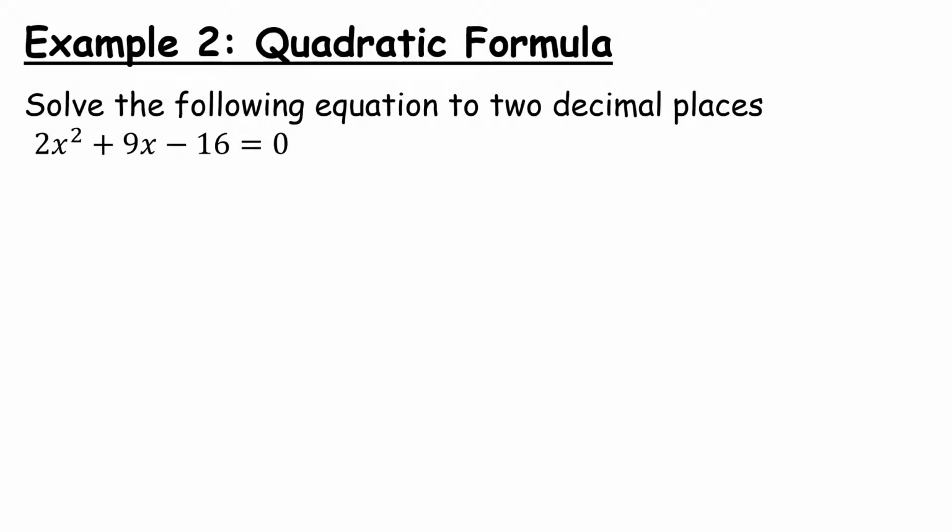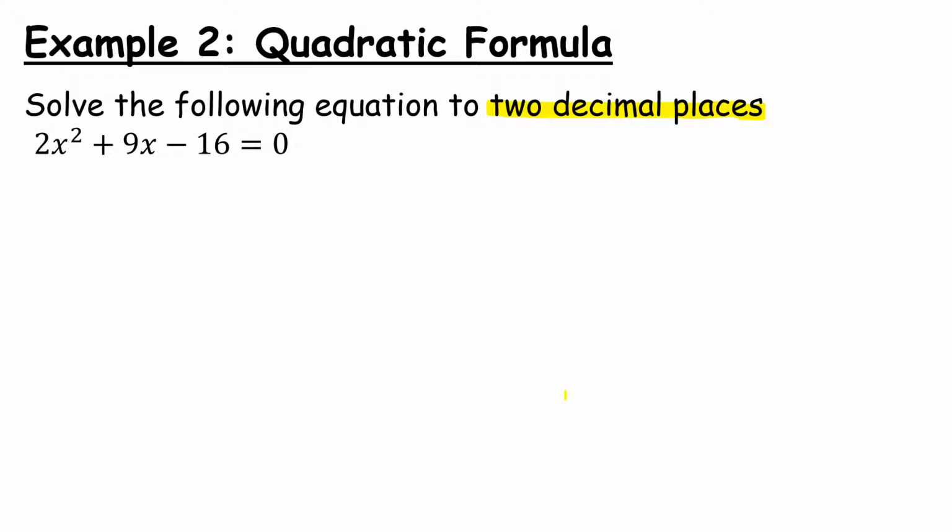So let's look at example 2. The question is: solve the following equation to 2 decimal places. Now the question here is very important, because 2 decimal places is hinting at something quite specific. So we could go along and use our guide number, but what we would find is we would not be able to find the factors of the guide number, which would give us plus 9.